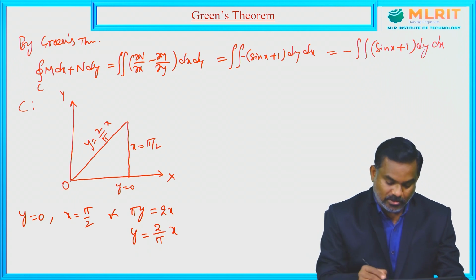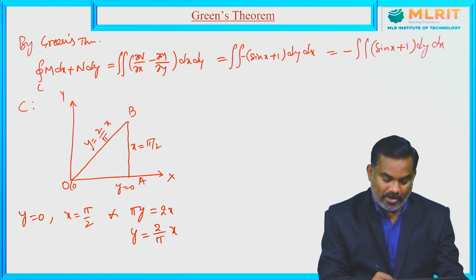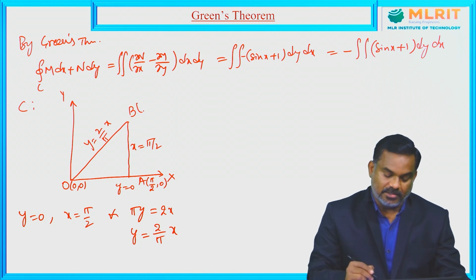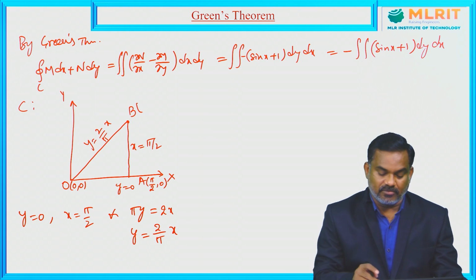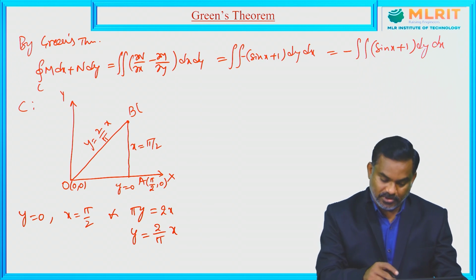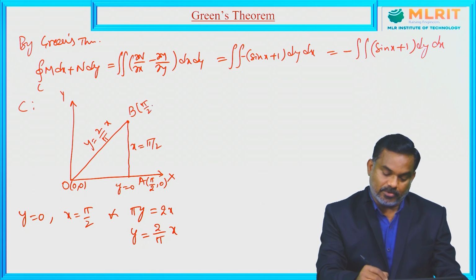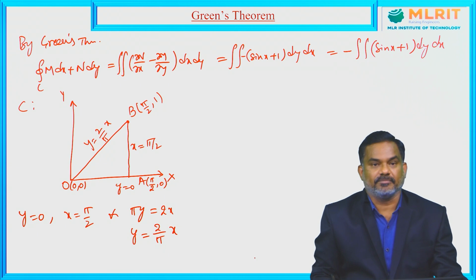Now, let us denote the points O, A, B. This is the origin, and here the value of x is π/2, so A is the point (π/2, 0). The point of intersection of these two lines: if you substitute x equal to π/2, you will get y equal to 1, so B is (π/2, 1).